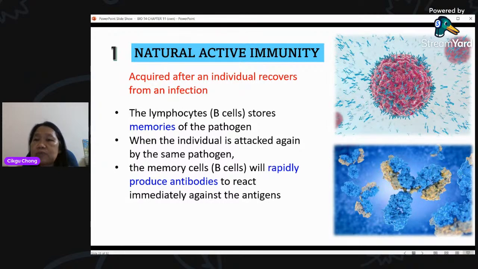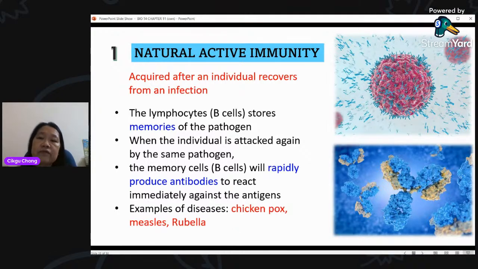So it will produce antibodies very fast, so fast that the antigen or the pathogen will not have a chance to inflict any kind of disease on you, because you already kill off the antigen immediately. Once it enters, you kill it off before it has a chance to harm your body cells. So that is how the concept goes.